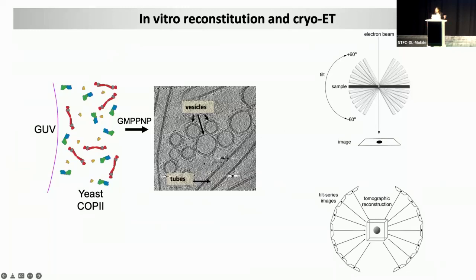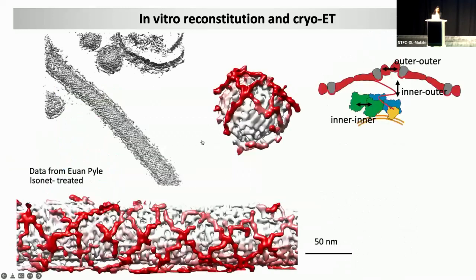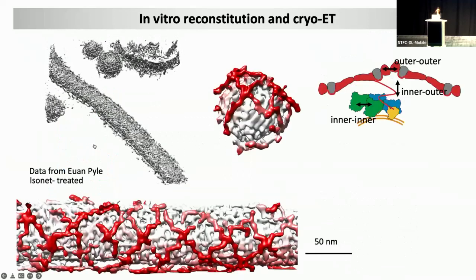This is a slice through a typical tomogram where we can see coated tubules and coated vesicles. And then we use subtomogram averaging to get to the structure of the coat. So in this slide, I'm showing you some of the reconstructed tomograms.